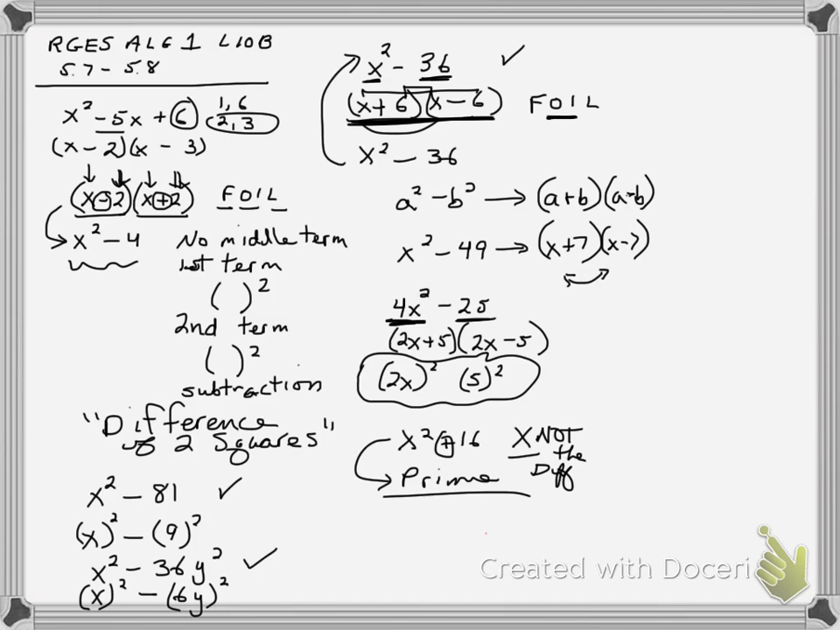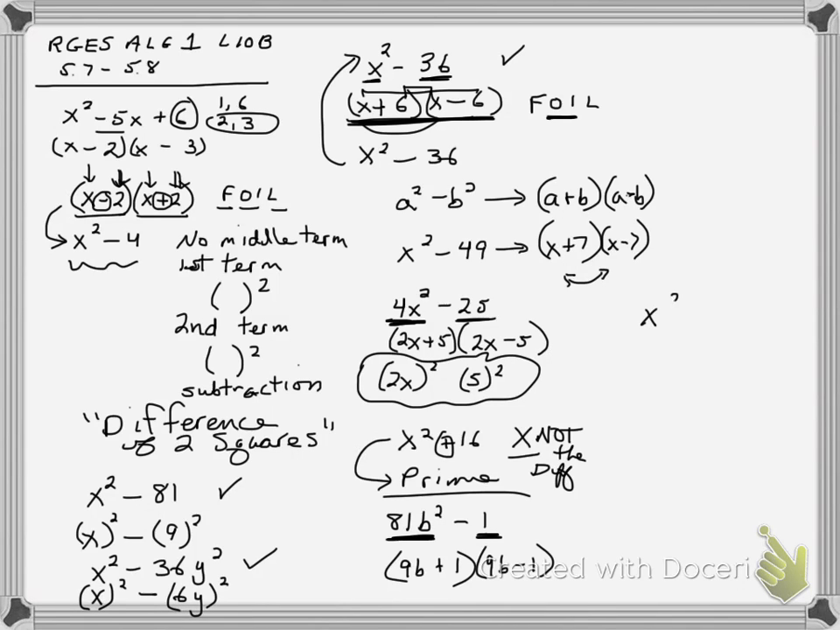Okay. What if you had 81b squared minus 1? I'm thinking, what squared is going to be 81b squared? Well, it's going to be 9b. And what squared is going to be 1? 1. So I would have 9b plus 1 times 9b minus 1. So again, the whole trick to this chapter is just recognizing, is it the difference of squares? And if it is, it's going to factor to a plus and a minus. A binomial with a plus and a binomial with a minus.